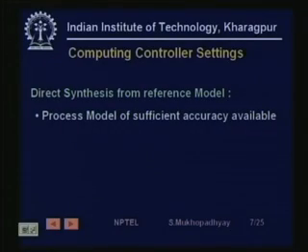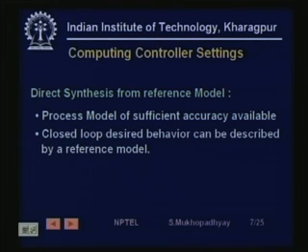Also another thing is known, that is the closed loop reference model, which means that the open loop plant is known very accurately, and our control requirement we can also express in terms of a reference model. That is, we can say that after control I want the closed loop plant to actually behave like another transfer function, right? So once we can do that, then from these two requirements we can sometimes solve out the controller, right? So this method is applicable only when you have a process model of sufficient accuracy available.